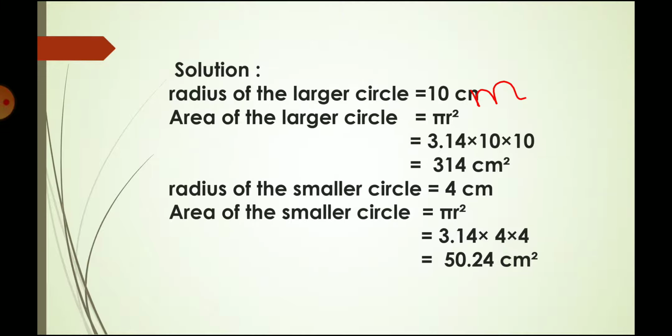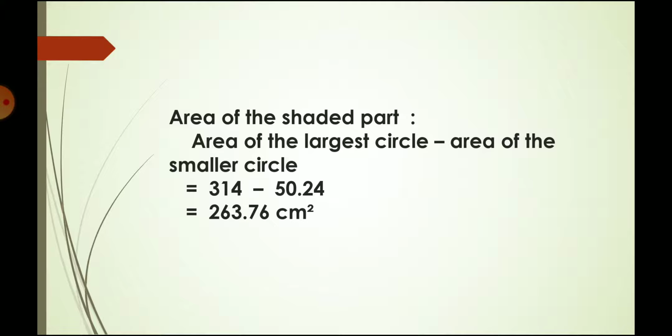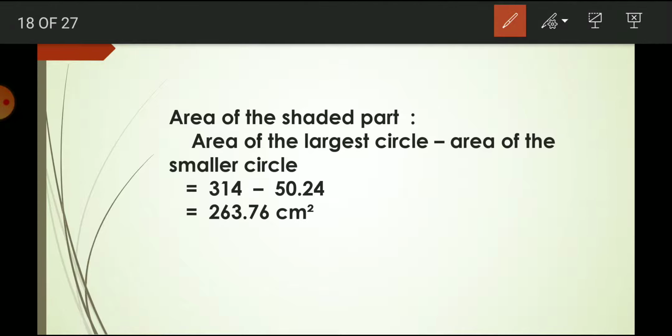See, if we find the shaded part, we should subtract the area of the smaller circle from the area of the largest circle. So the area of the larger circle is 314 centimeter square. The area of the smaller circle is 50.24 centimeter square. If we subtract these two values, we can get 263.76.